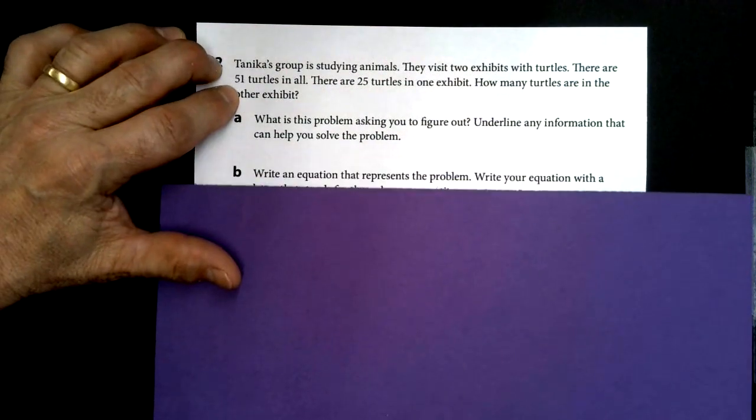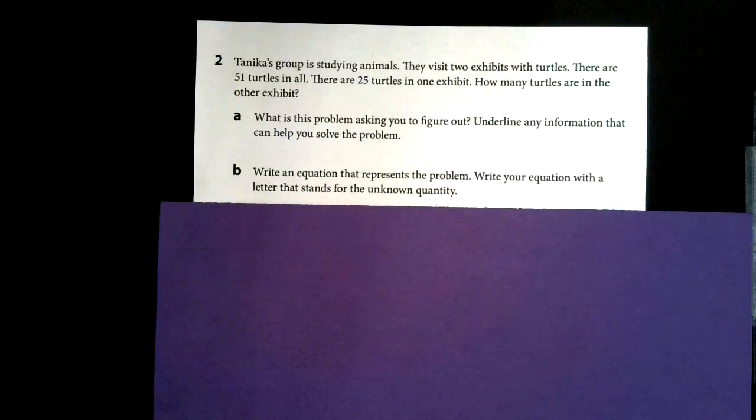All right, let's take a look at part B. Write an equation that represents the problem. Write your equation with a letter that stands for the unknown quantity. They're just asking you to put down something that could be in place of the number you're going to use. It could be a box, it could be the letter T for turtle, it could be a question mark.